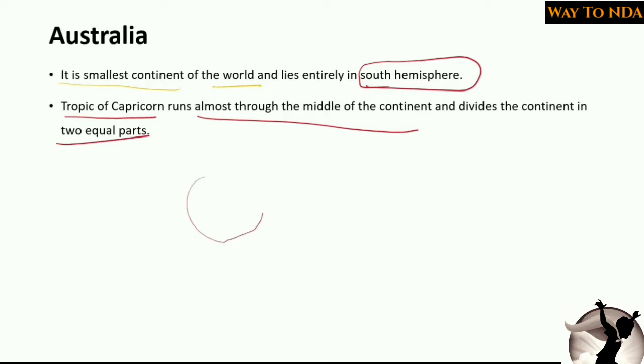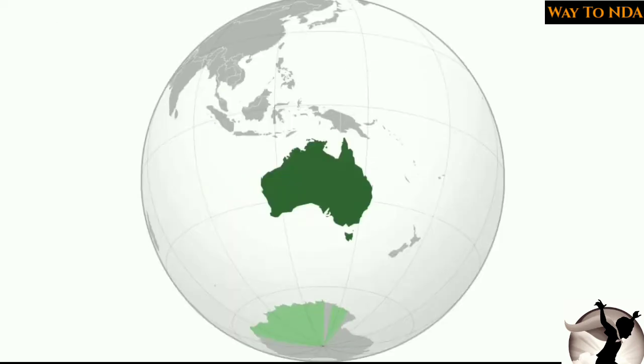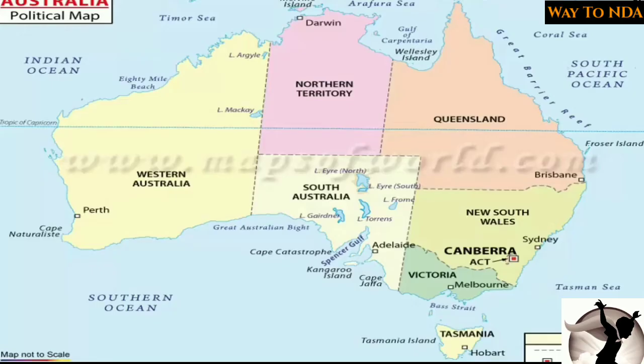Okay, if this is your globe, then here is Australia. Okay, and this is the Tropic of Capricorn. Let me show you on the globe. This is the globe and here is the Australian continent. Okay, and let's see the map of Australia. If you see the map of Australia, you will see a lot of water bodies around the Australian continent.